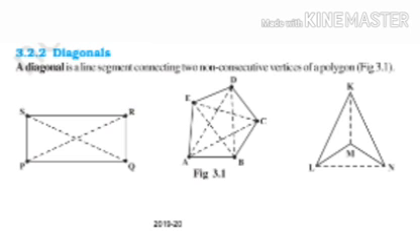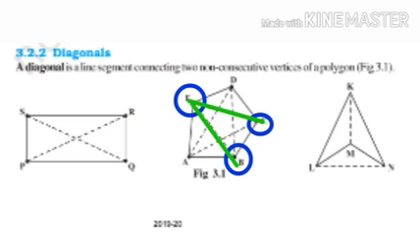Next figure, non-consecutive vertices of E are B and C. So the line segments joining EB and EC are the diagonals, and so on.